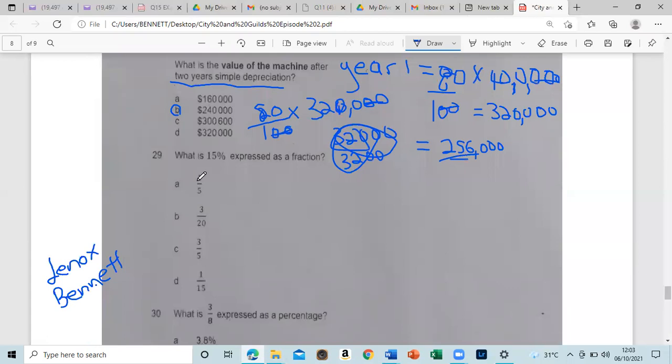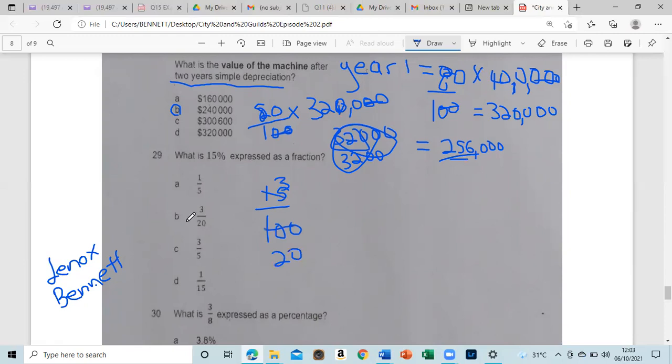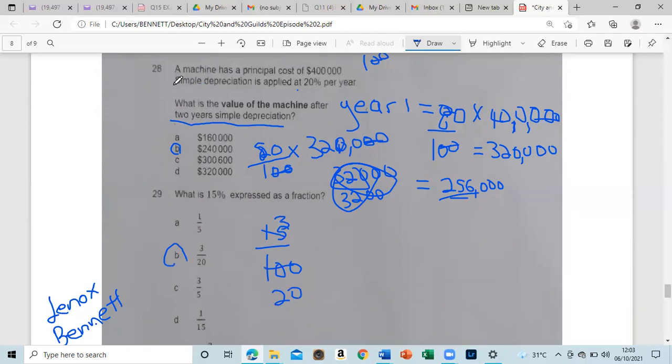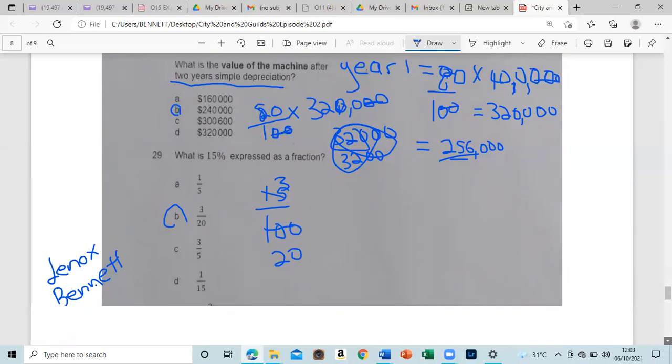Alright, number 29, what is 15% expressed as a fraction? So it's just 15 over 100, and we reduce the fraction. Percent means out of 100, right? So 5 into this, 3, 5 into this, 20. And that will be 3 over 20. Oh, they did say simple depreciation method. I need to go and look that up. I think that is a flat rate.